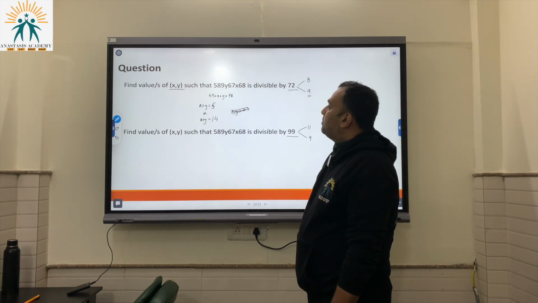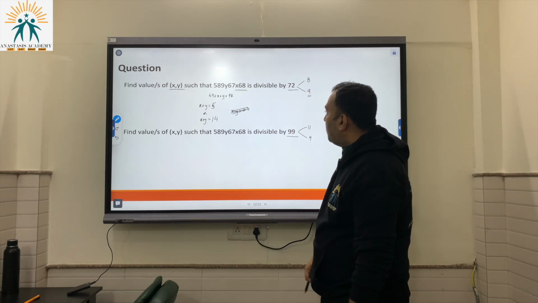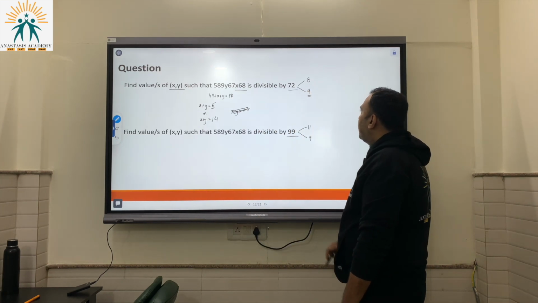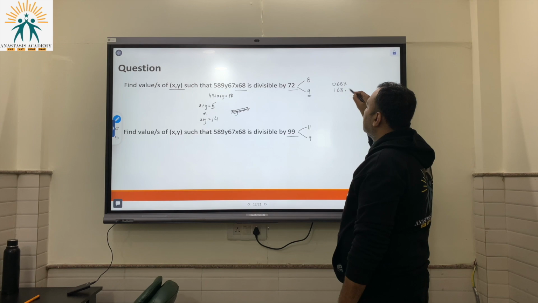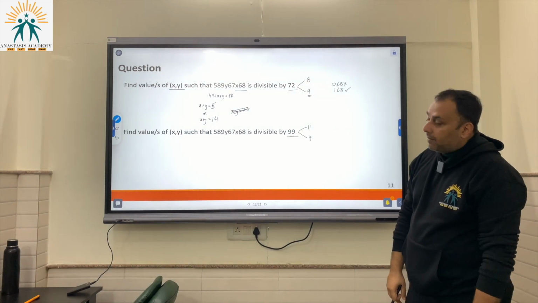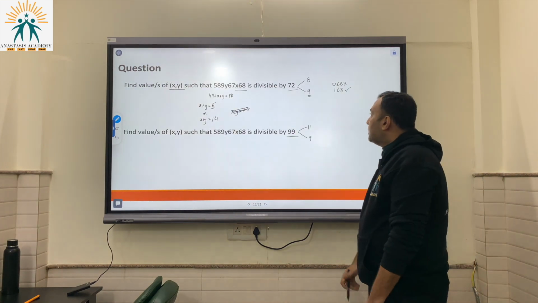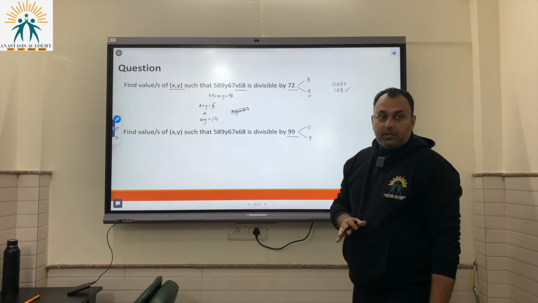Now, if I want divisibility with 8, I need x68 to be divisible by 8. 068 is not divisible. 168 is divisible. Once I've identified 168, you can see this is increasing in steps of 100, and it also has to be a multiple of 8.